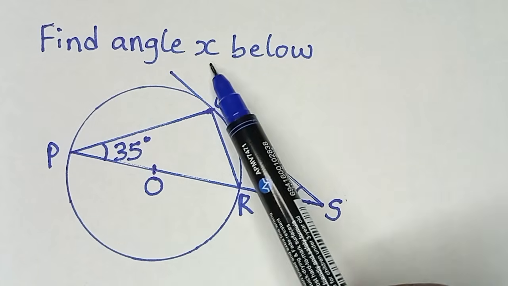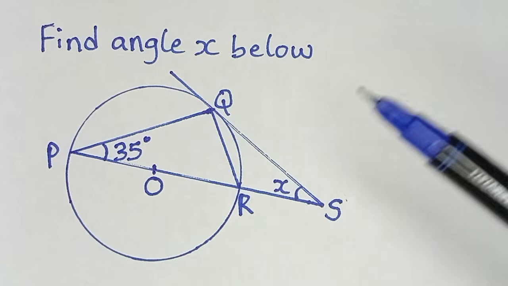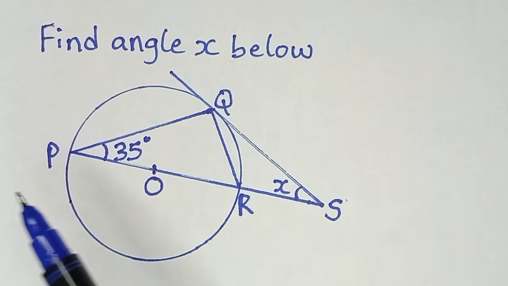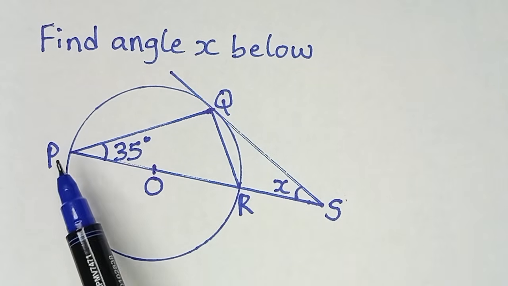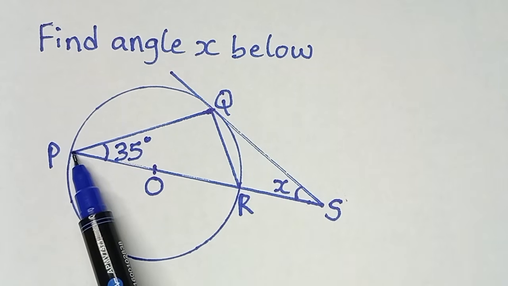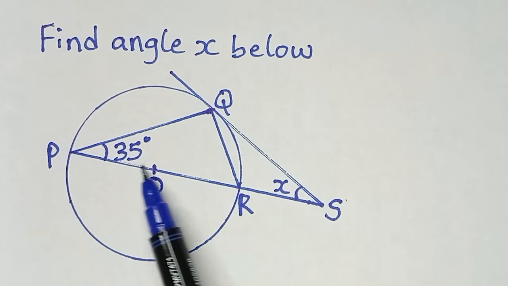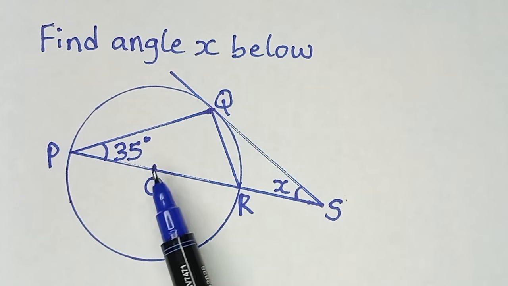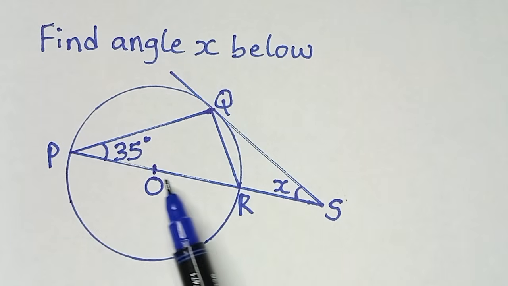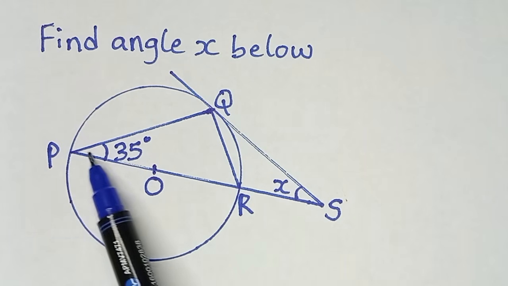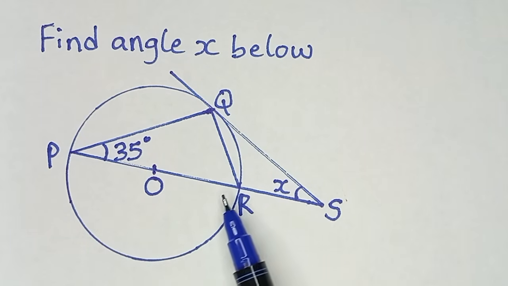Find angle X below. Now, the first theorem I would like us to establish here is this PR line here. This PR line is passing through the center of the circle. So that means this is a diameter line. A line that passes through the center of the circle is a diameter.